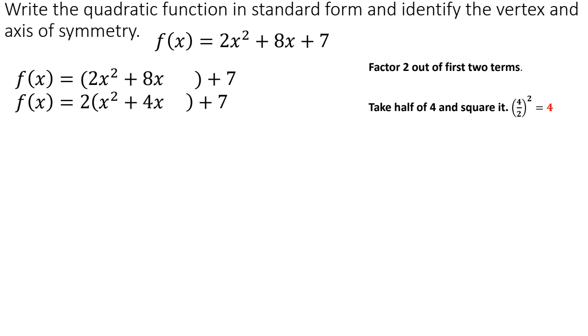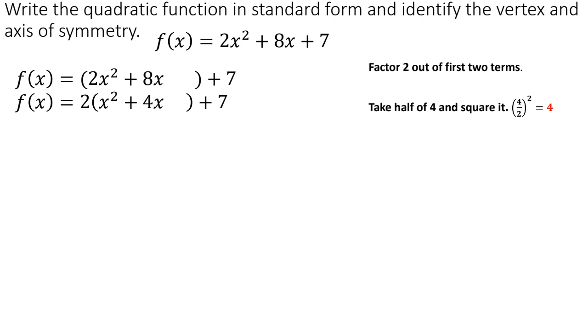To make this into a perfect square, I'm going to use this notation. This is my a and this is my b. I'm going to take half of b and then square it. That's going to give me my perfect square constant term. When I did 4 divided by 2 and squared it, 4 divided by 2 is 2 and 2 squared is 4. This is telling me that if the constant, the c part, is a 4, this would be a perfect square.